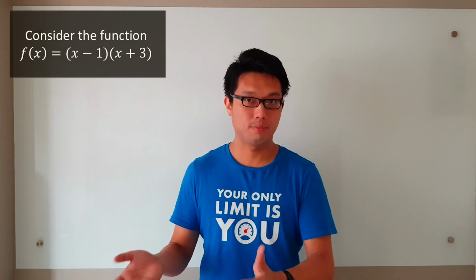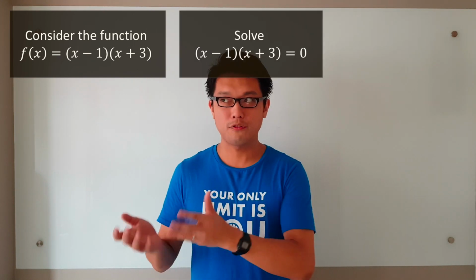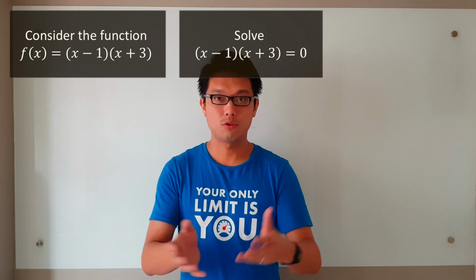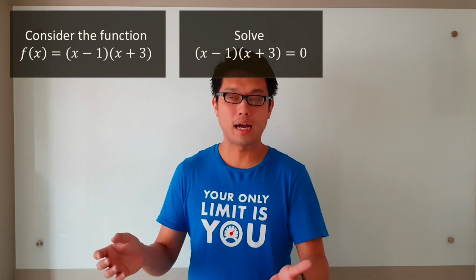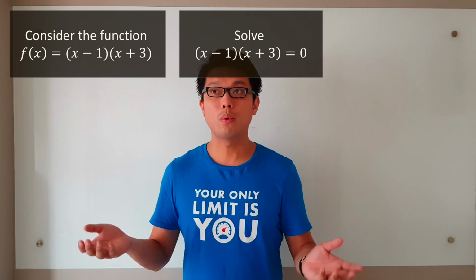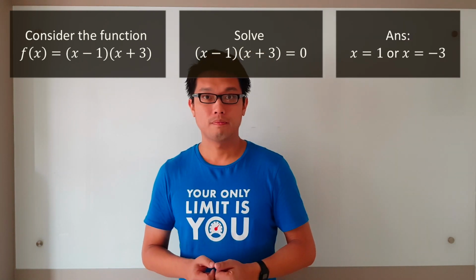Now let us consider a function f(x) equals (x minus 1)(x plus 3). If I were to ask you to solve f(x) equals 0, then we have (x minus 1)(x plus 3) equals 0. It's pretty easy for us to solve because from there we can tell that either x minus 1 equals 0 or x plus 3 equals 0. Therefore, we have x equals 1 or x equals negative 3.